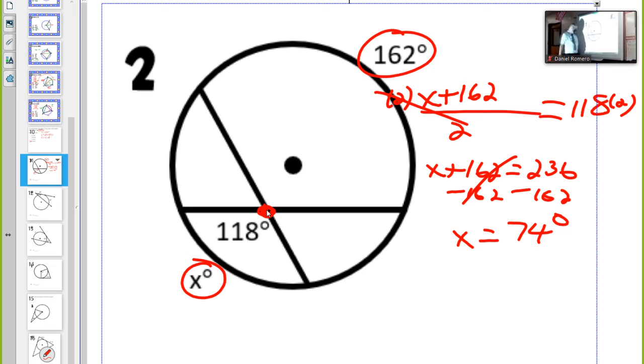74 degrees. This was fill in the blank, so what would you have typed in on the Google form? Just 74. If I'm doing mental math wrong and you have a calculator, let me know. Any other questions there? Alright, we look like we should have plenty of time to finish.